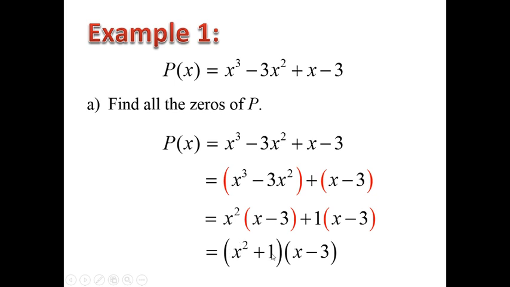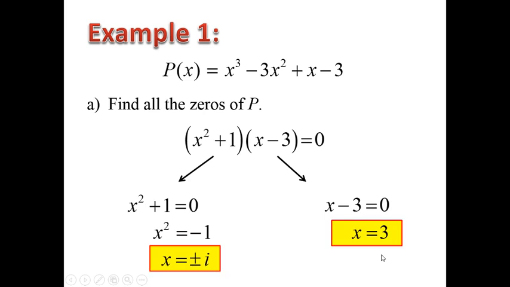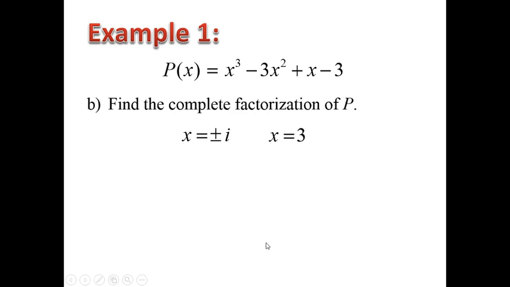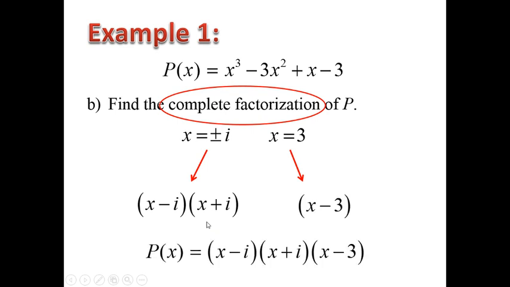As you may notice, this one is non-factorable, so we set it equal to 0 separately and solve for x. So x squared equals -1, so x equals plus or minus i. And for x minus 3, we set that equal to 0 as well, so we get x equals 3. So we got 1, 2, 3 solutions. Once you put it back into the complete factorization form, we put in x minus i, x plus i, and then x minus 3, so that's p of x.